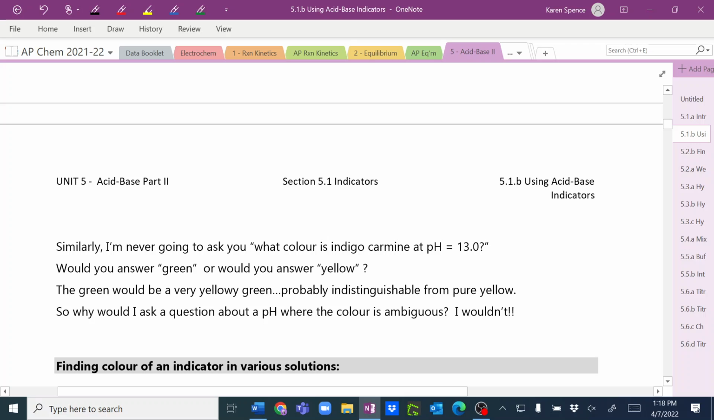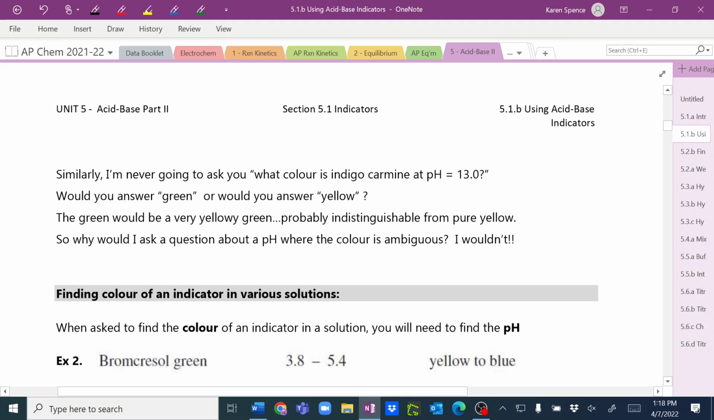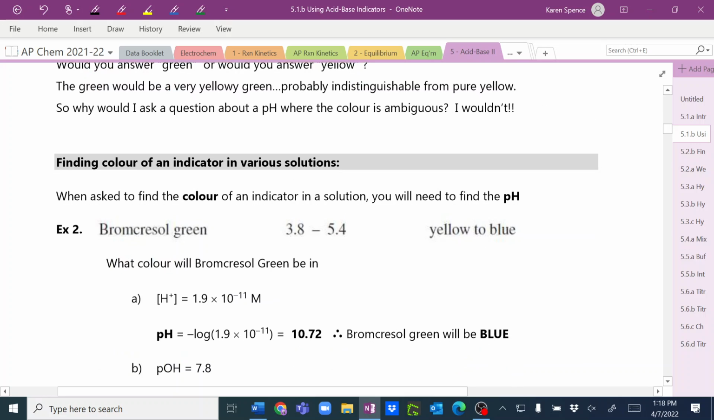So I will never ask you what color is indigo carmine at pH 13, because that's one of those end range things. Would you answer green? Would you answer yellow? Probably a very yellowy green, who knows? Okay, ambiguous, let's not go there.